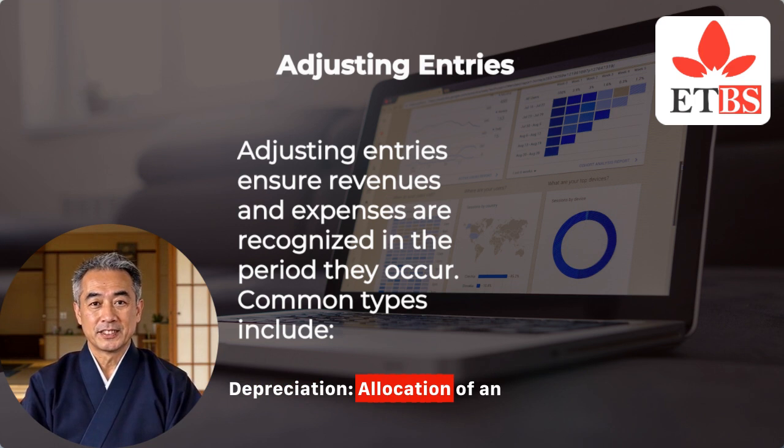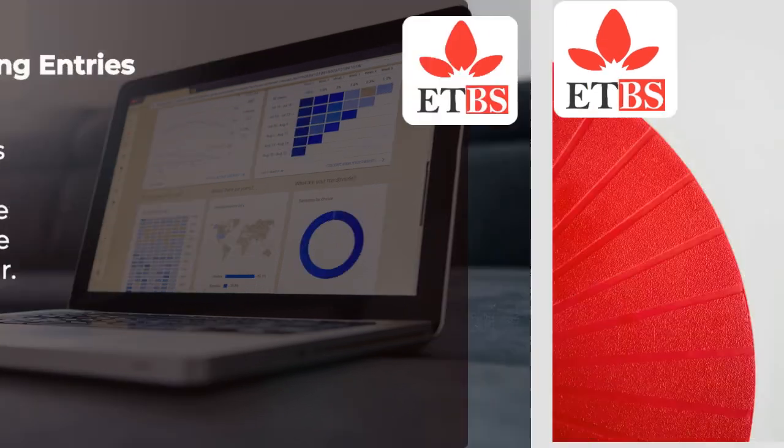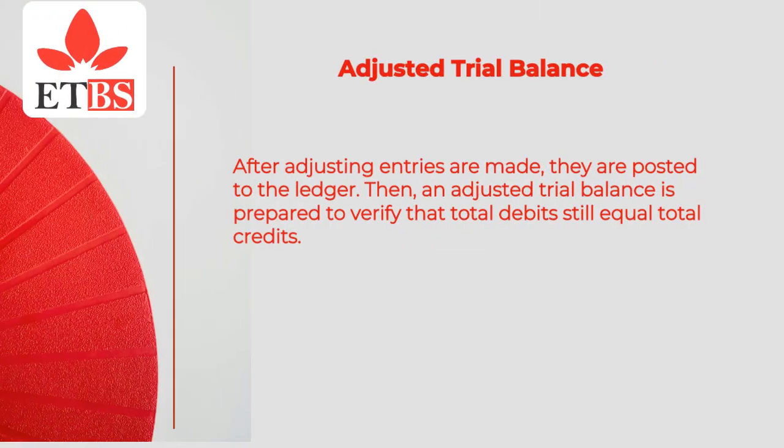Depreciation, allocation of an asset's cost over its useful life. These entries are made at the end of the period based on the accrual basis of accounting. Second, adjusted trial balance. After adjusting entries are made, they are posted to the ledger. Then, an adjusted trial balance is prepared to verify that total debits still equal total credits. This updated trial balance is the foundation for preparing financial statements.